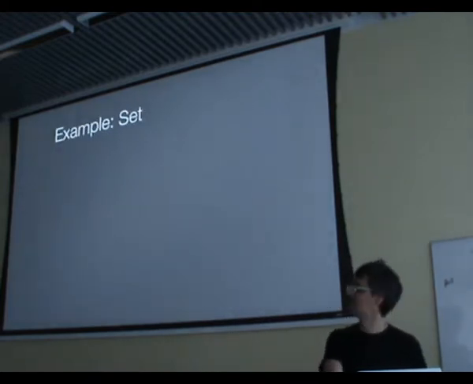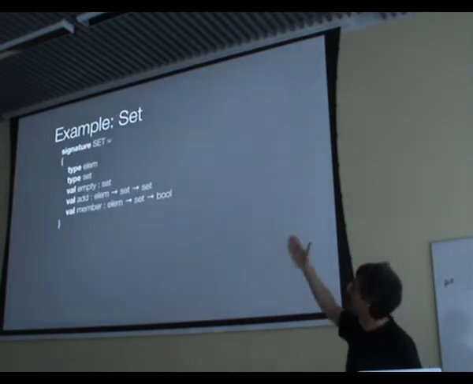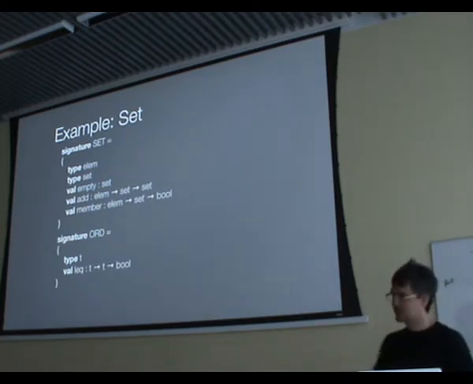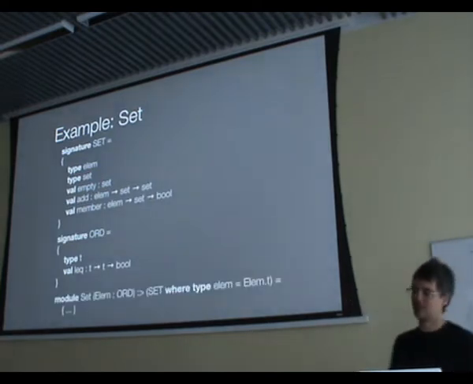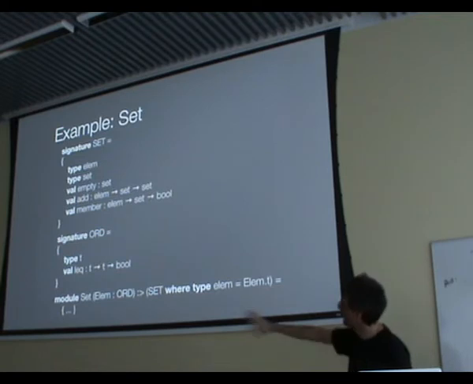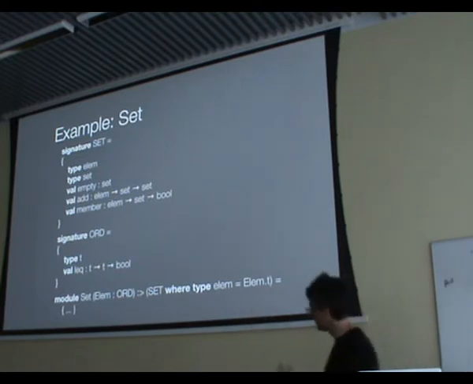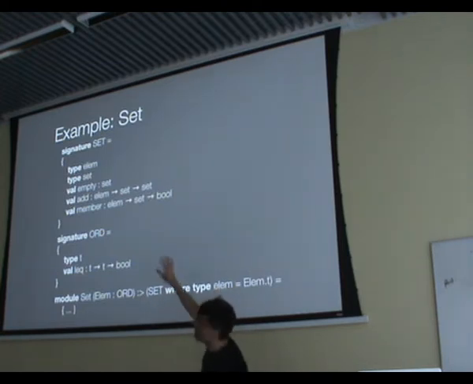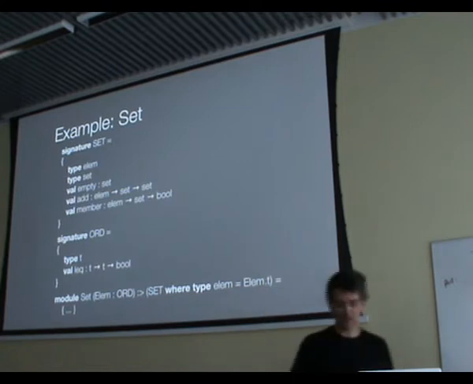The standard example is some set functor, right? You can define a set signature in ML, and you can define a signature for an order type, and then you can write a functor, something like that. Ignore the implementation. The interesting thing is the type, and in particular, you return something where the element type is transparent, but the set type will be abstract.